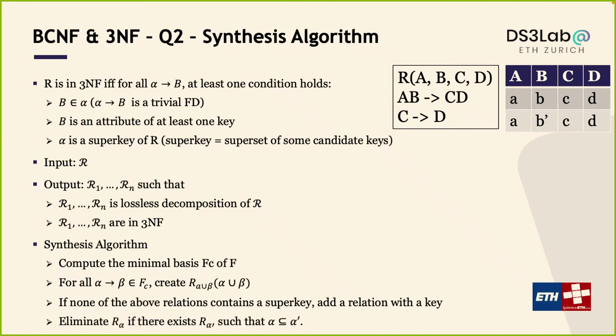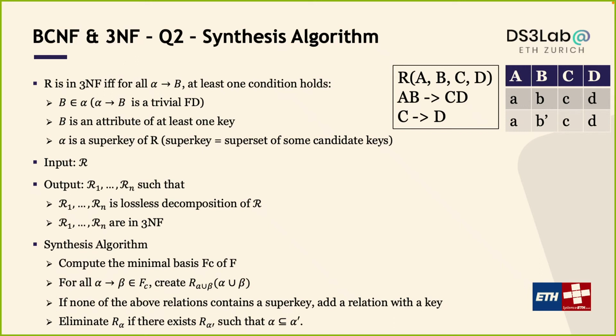And then you end up with a whole bunch of relations. Some of these relations are a subset of some other relations. In that case, you merge them. You merge those relations where one is a superset of the other, and you are done. It's very simple. You start from a set of functional dependencies. You compute the minimal basis. How to compute the minimal basis? We did that in the last lecture.